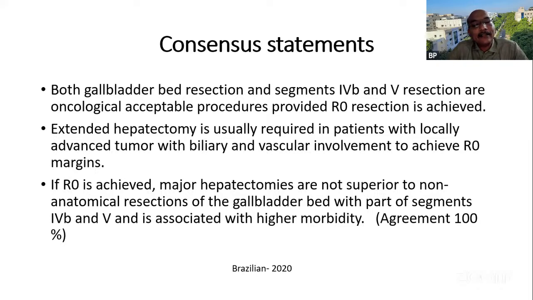So if R0 is achieved, major hepatectomies are not superior to non-anatomical resection of the gallbladder, but we should also know that non-anatomical resections are also anatomically defined operations. Then only is there a point in comparing.